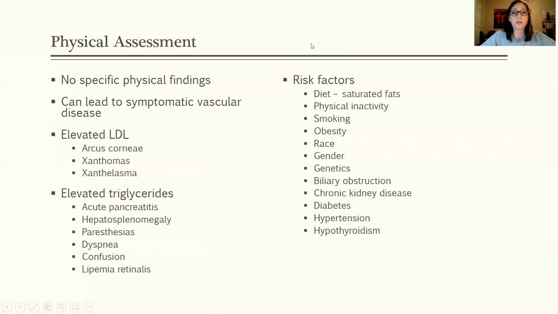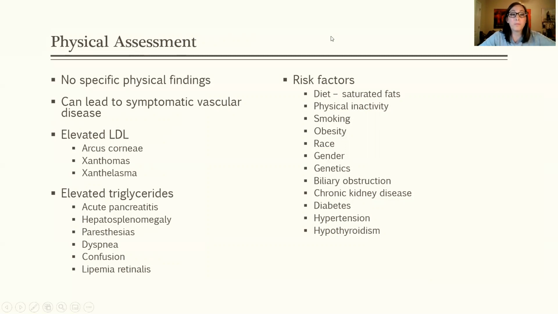When you're looking at a patient who has hyperlipidemia, a lot of times there aren't any specific physical findings. They may look and feel and act normal, or what you would consider normal, but the changes going on within their body can lead to symptomatic vascular disease due to the buildup of plaques within the arteries.